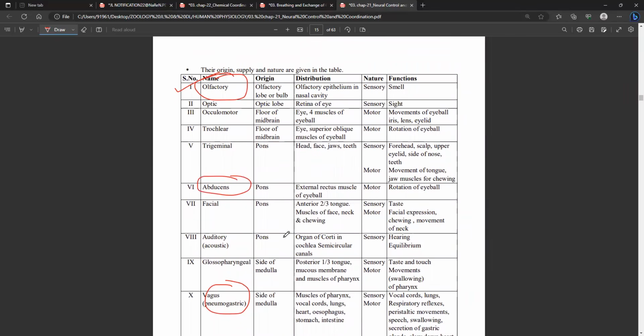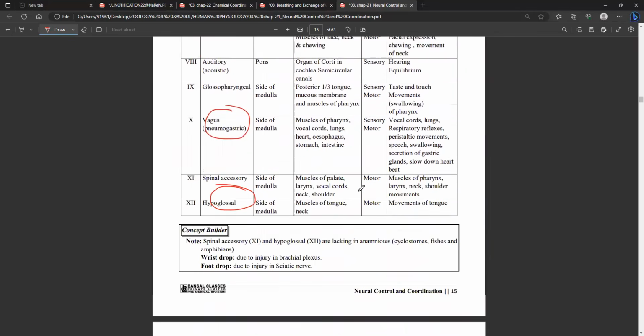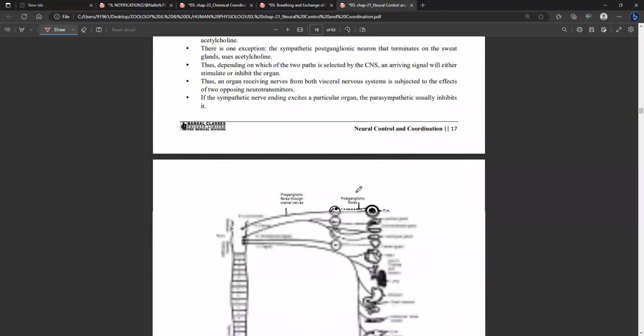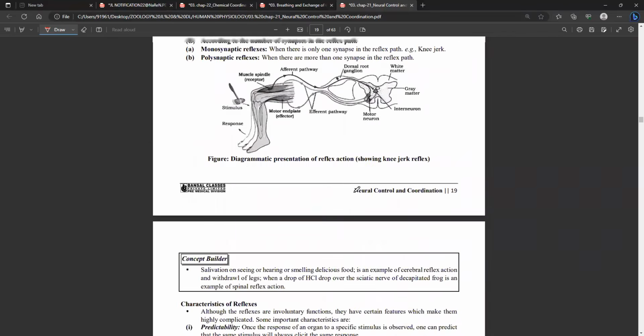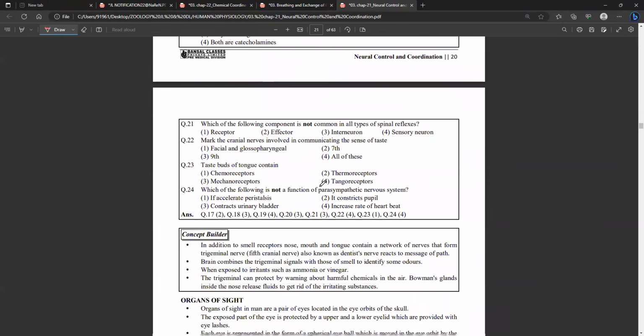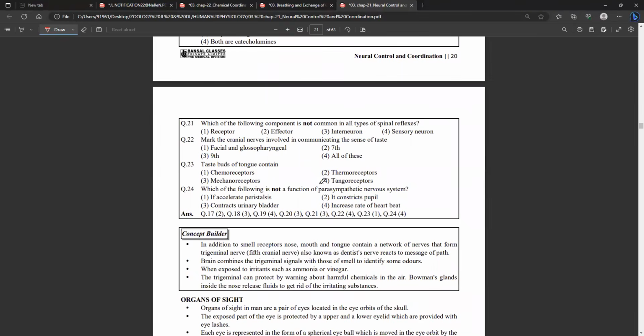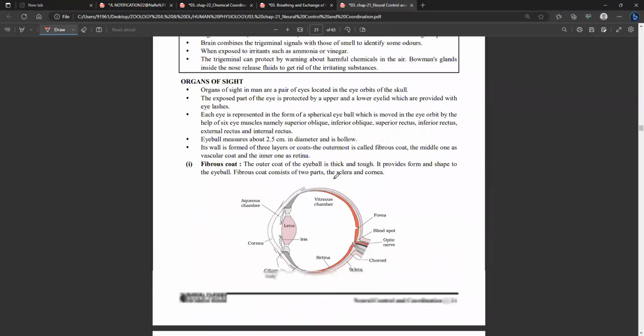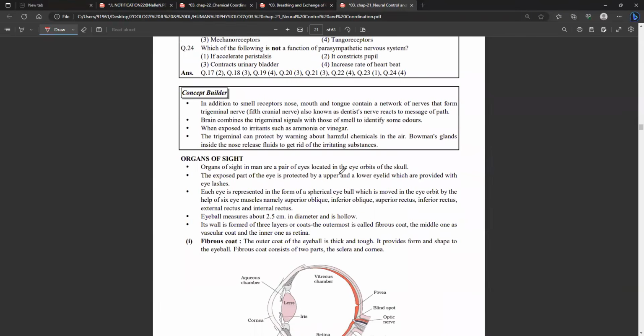So in the nervous system, once again I'm telling you, focus on neurotransmitters, focus on resting membrane and action potential, then focus on the diseases. Don't focus much on the anatomy part. After that, very, very important is the reflex action. From here also you are going to get questions. In the reflex action, they can ask the differences between unconditional and conditional reflex, and which neurons are involved in each.